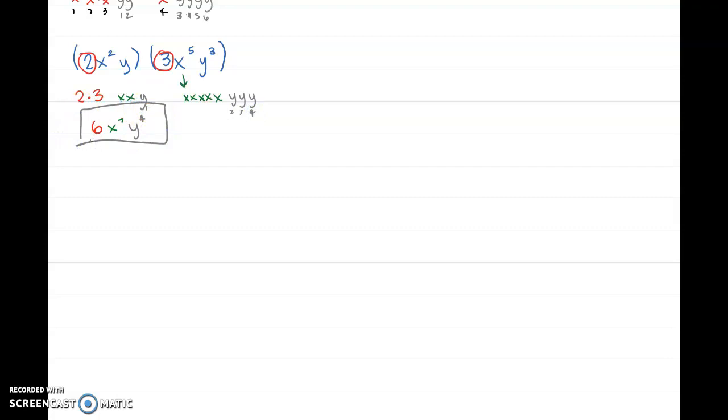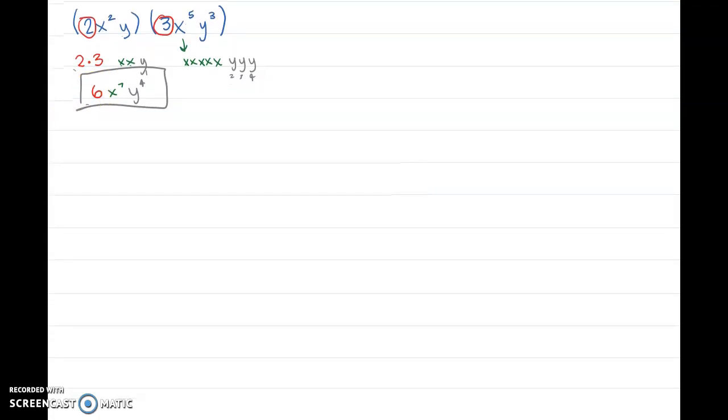I bring up an example like this because it's very common for people to mess this up and get confused by the 2 and the 3. It might be your instinct, since you're adding the powers of the x's and the powers of the y's. A lot of times people want to add 2 plus 3 and say that that number should be 5. That would be incorrect.